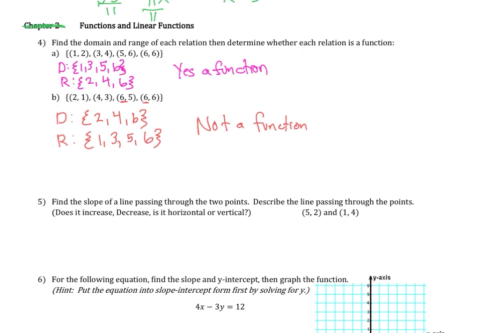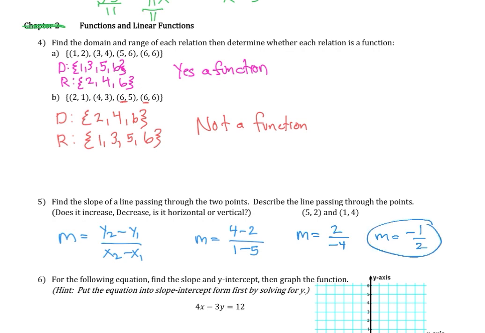Next question. Find the slope of a line passing through the two points. Describe the line passing through the points. Is it increasing, decreasing, horizontal, or vertical? So, pretty simple. We just need our slope formula. So we have here 4 minus 2 over 1 minus 5. So that means our slope is 2 over negative 4. 2 over 4 is negative 1 half. And because our slope is negative, it means it is decreasing or going down.